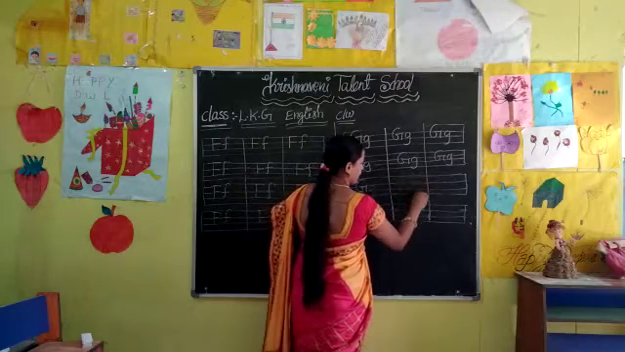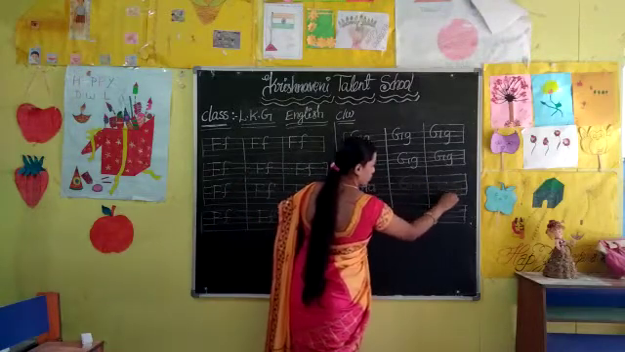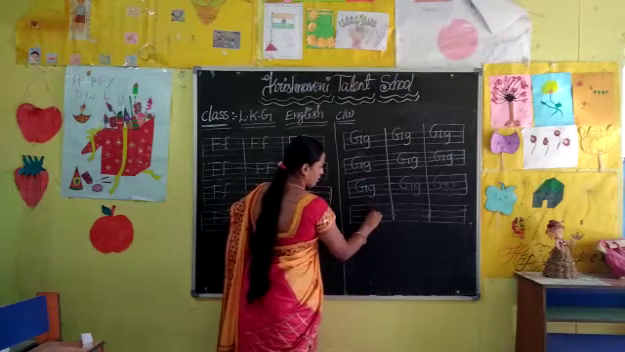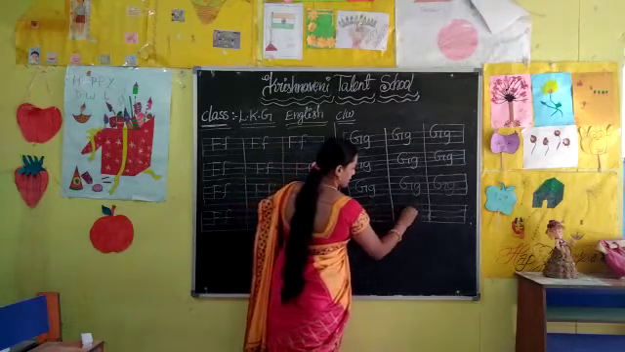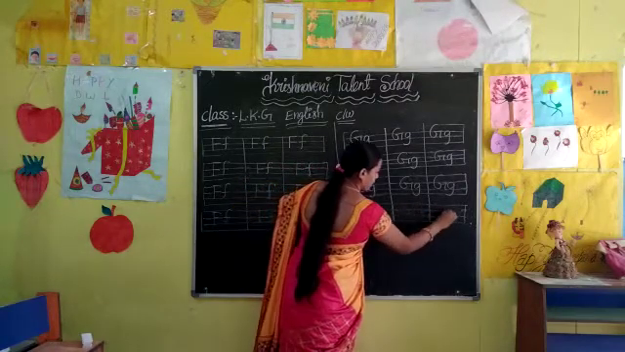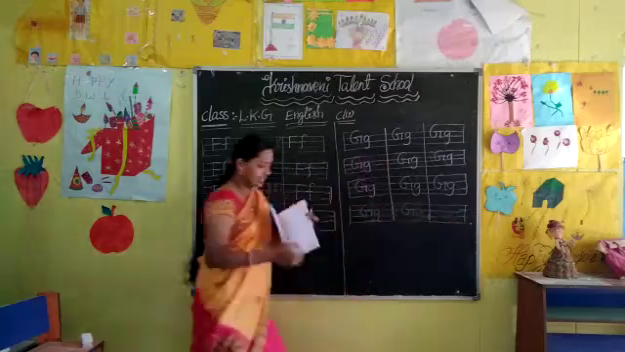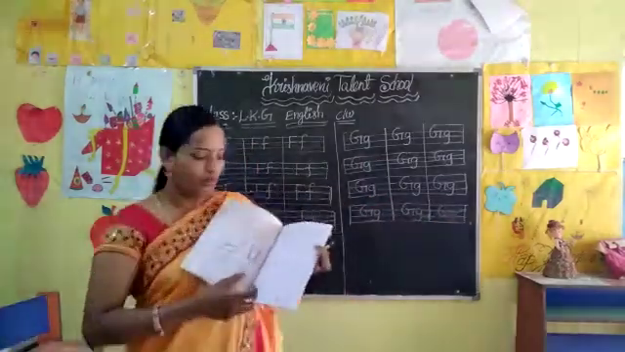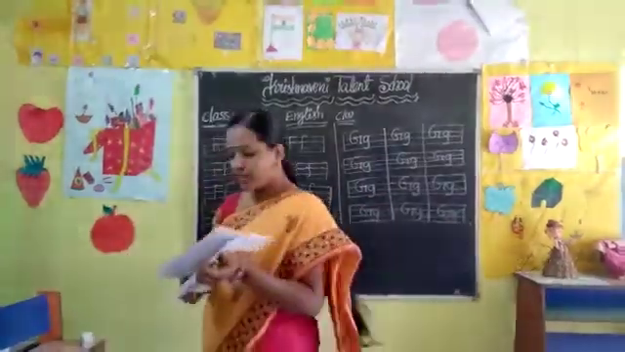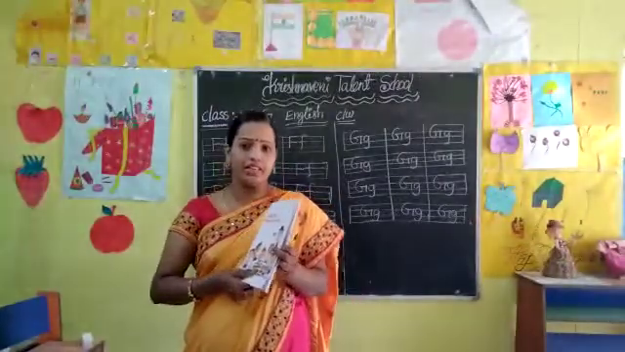This is the letter G. G for what will come? G for goat, girl, blouses, grapes. Yes, children. Got it? This is the letter G. And now you have to do homework, children. Okay, children, got it? Today we learned the letters F and G.